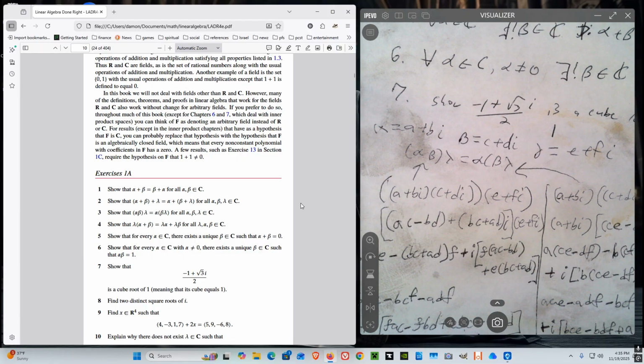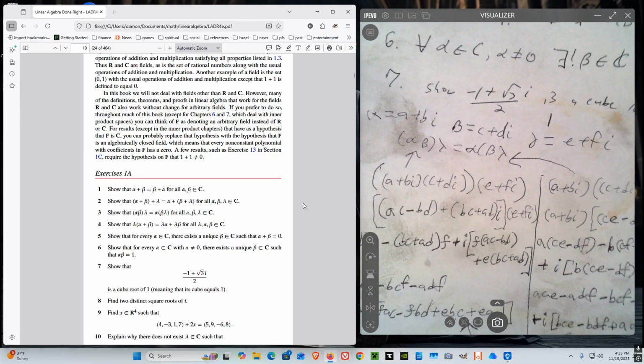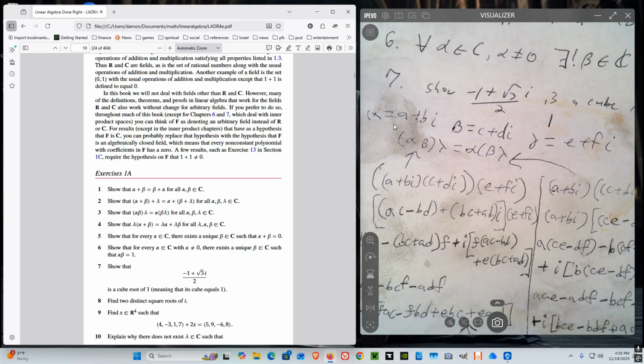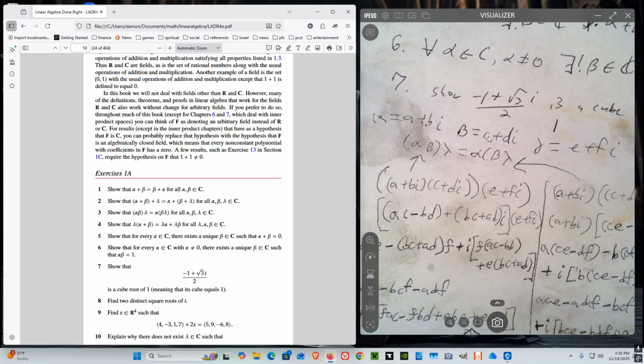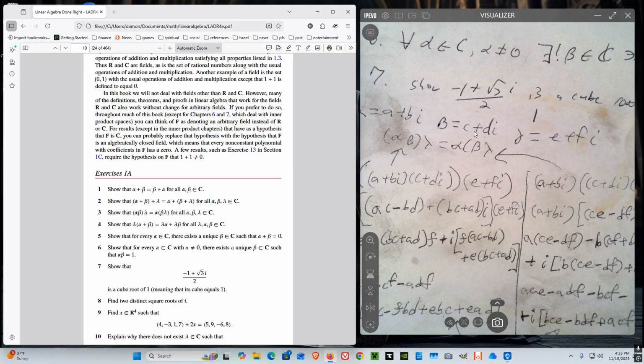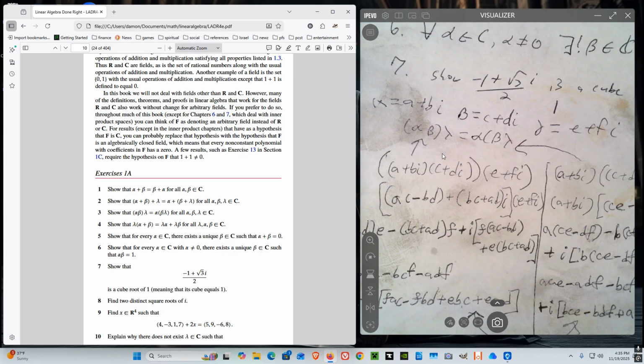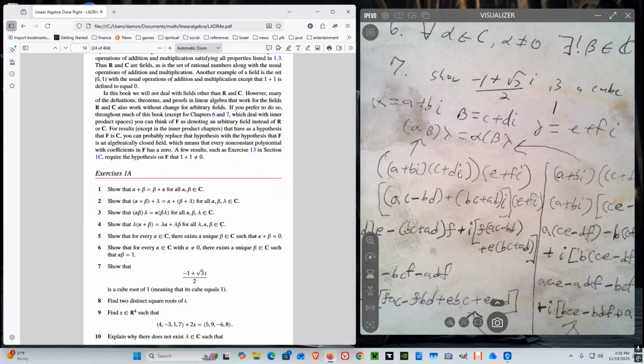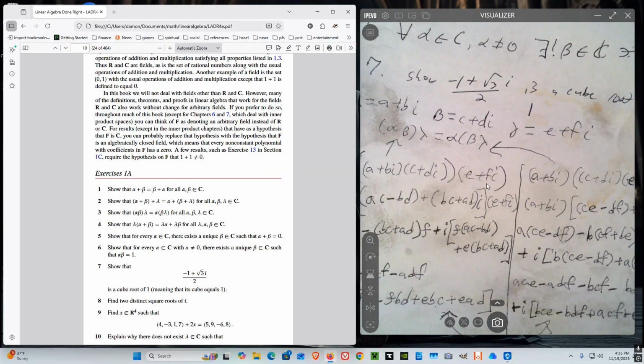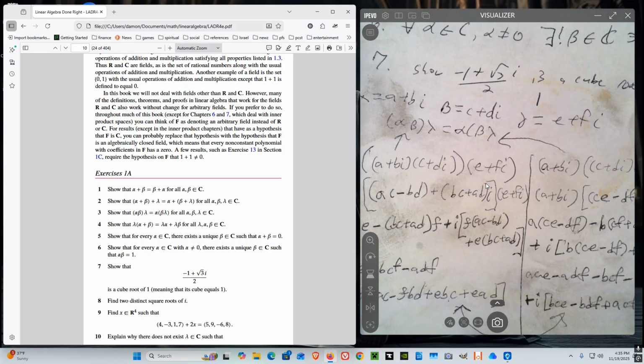So as we did in the other problems, I wrote for alpha, beta, and gamma. I wrote them as A plus BI, C plus DI, and E plus FI. Sorry, I had this paper with me all day. So you replace the alpha and the beta by A plus BI and C plus DI, and the lambda by E plus FI.